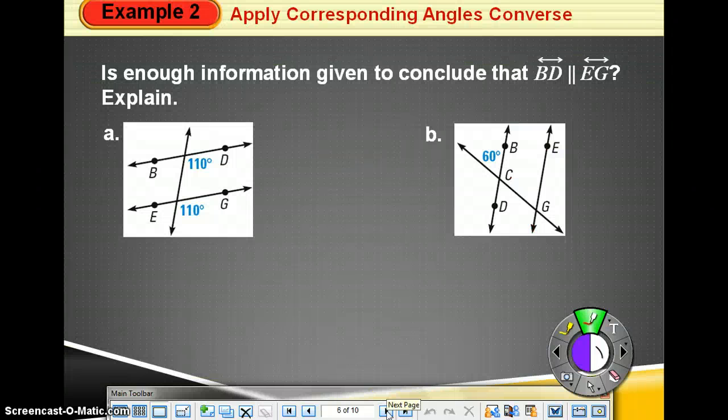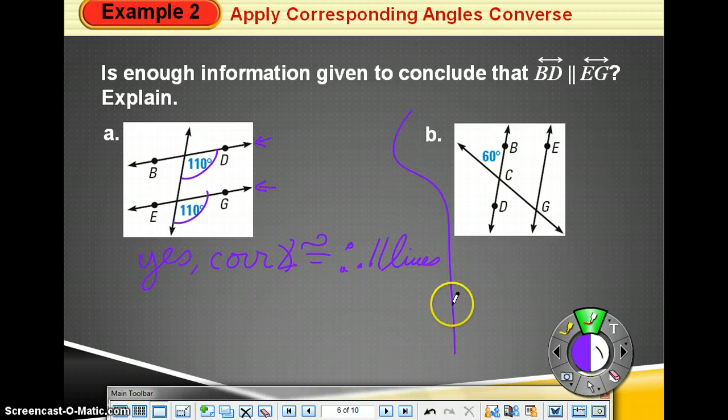Okay, so here's how we would apply it. Is there enough information given to conclude that line BD is parallel to line EG? So here's our two lines, BD and EG, 110, 110. Those are corresponding angles. So we would say yes, and then our reason would be corresponding angles are congruent, therefore parallel lines. And that would be it.